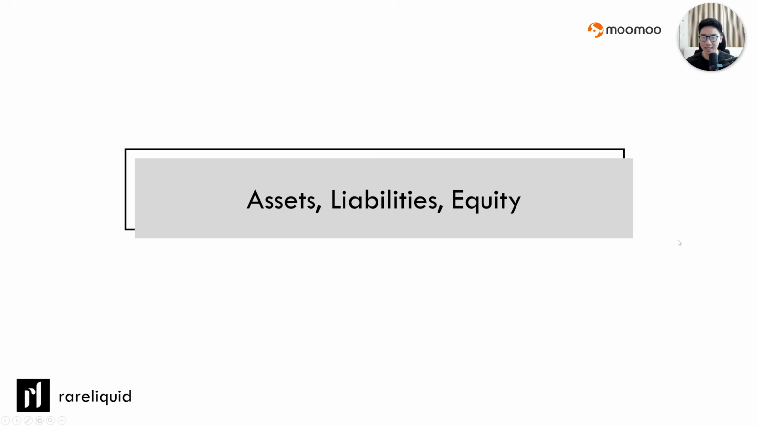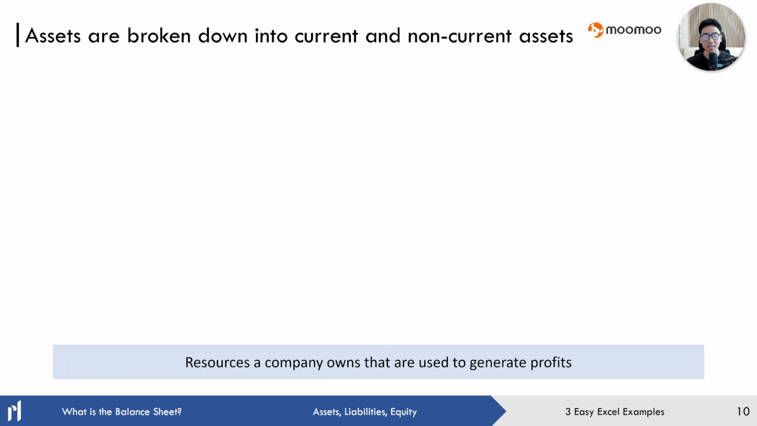With that said, let's move on to the next section of the video, which is going into the key components of a balance sheet: assets, liabilities, and equity. So assets can be broken down into current and non-current assets, and that's what we'll see in actual live balance sheets as well. It's always broken down into those two categories.